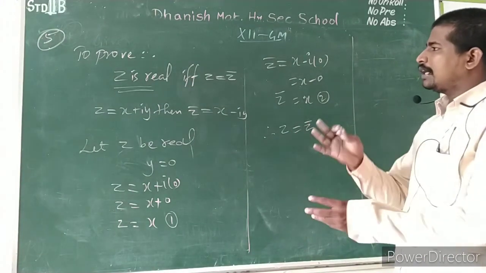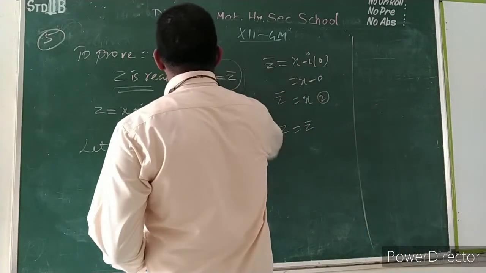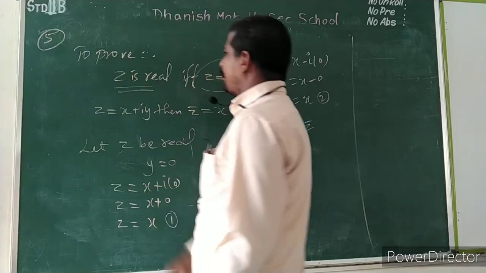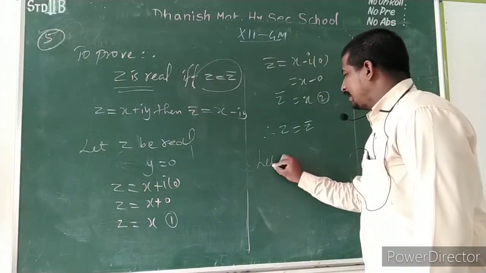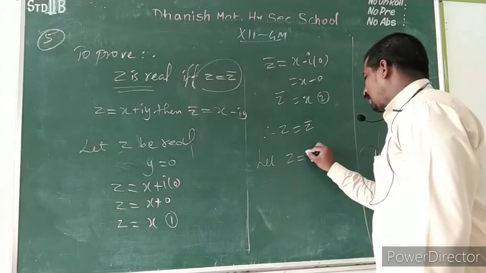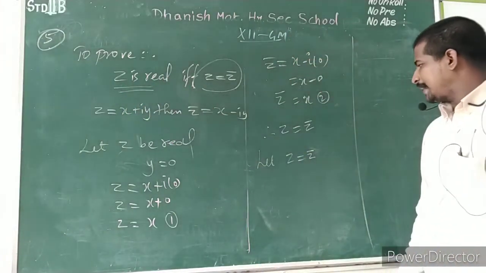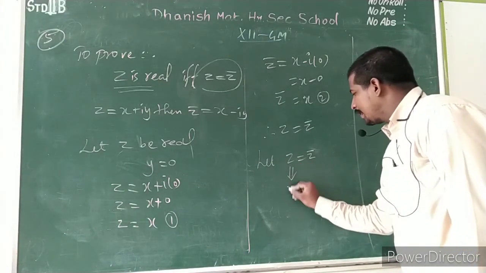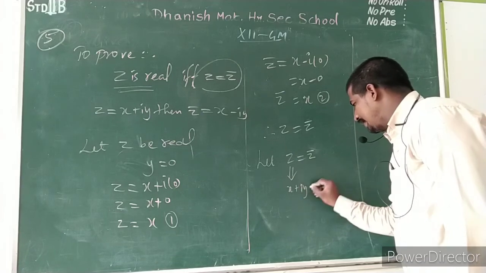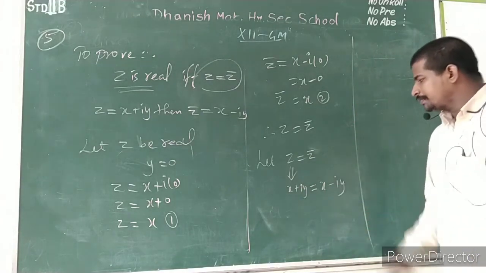Now I am going to prove the converse thing. From this I am going to prove the first part. Now let z equal to z bar. From this I am going to prove z is real. That is the converse part. So z equal to z bar. So what's our z? x plus iy equal to, what's our z bar? x minus iy.